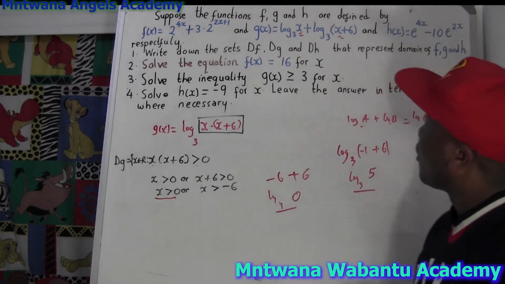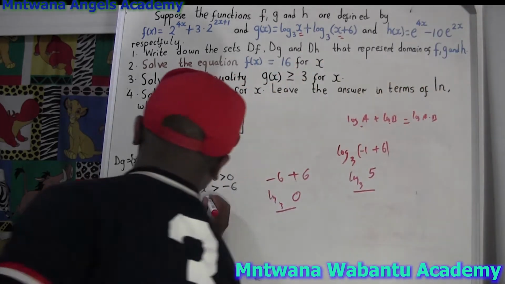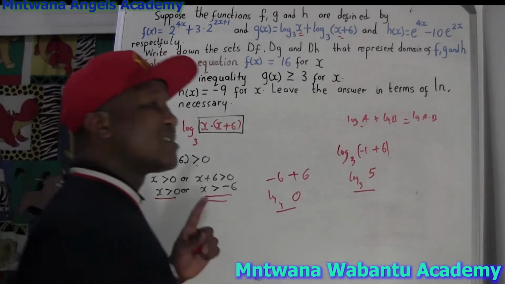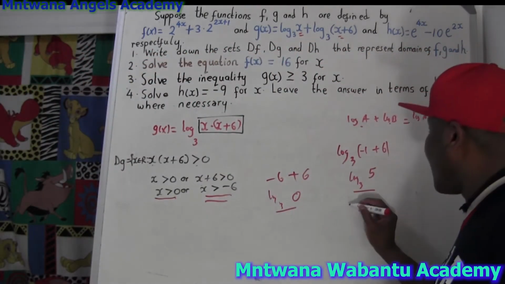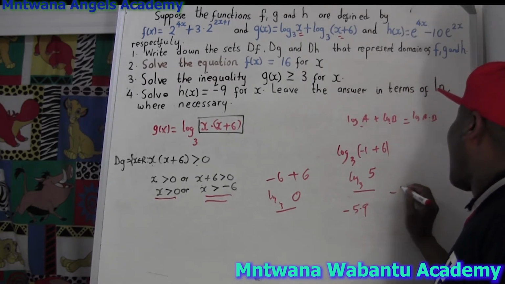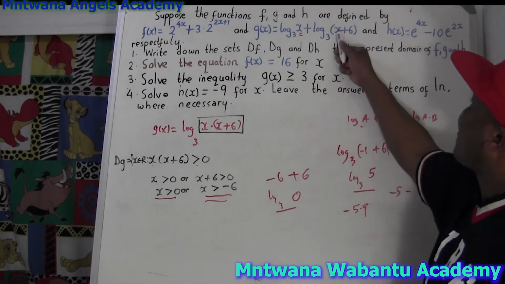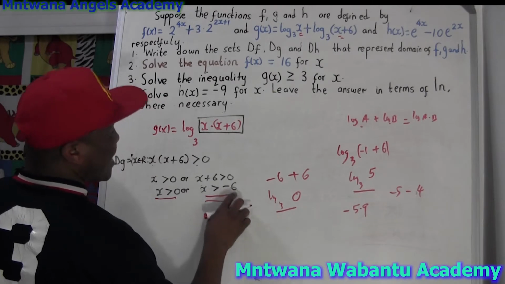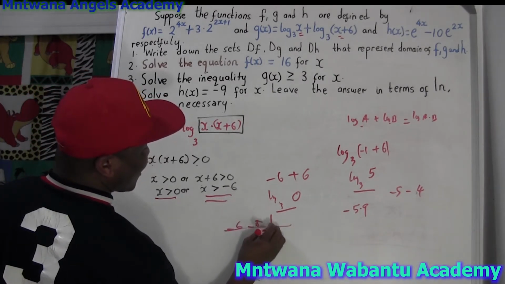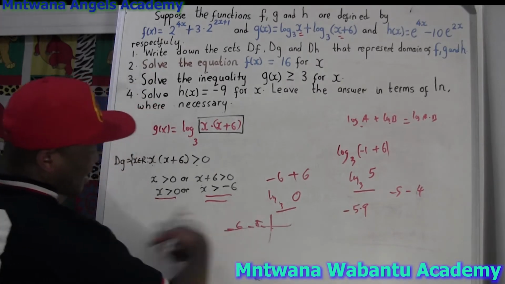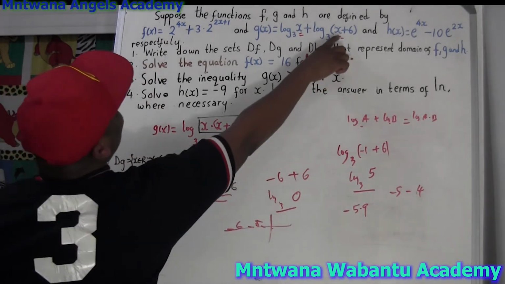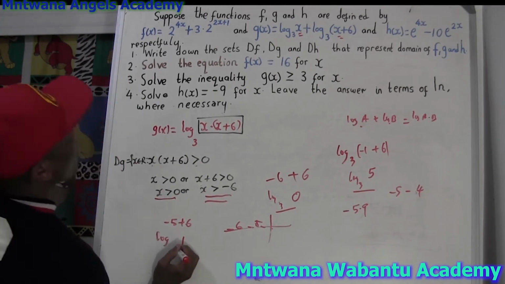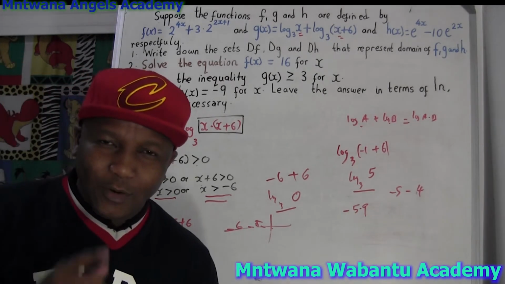So how are you going to conclude? This one here is going to work. This is true. We say any number must be greater than negative 6. When you say something greater than negative 6, it can be negative 5.9, negative 5, negative 4. For example, let's say negative 5. If you go this way, left is smaller, and that's greater. So if you put negative 5 here, it's negative 5 plus 6 equal to 1. So log of 1 equals 0.